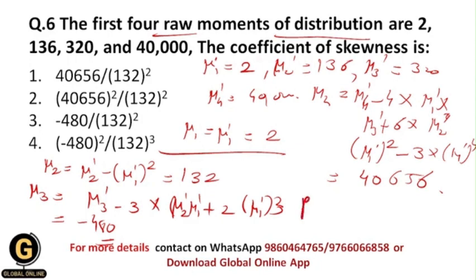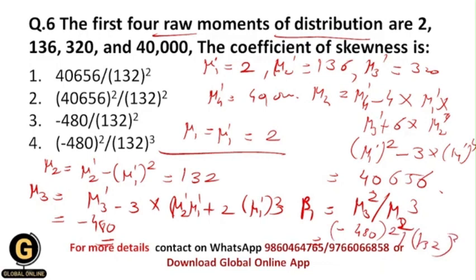According to the formula that I have told you earlier in this video, the coefficient of skewness, which is denoted by beta 1, is equal to mu3 square upon mu2 cube. That's why your correct value for the same is (minus 480)^2 upon 132^3, and that's why your correct answer for this question should be 4.